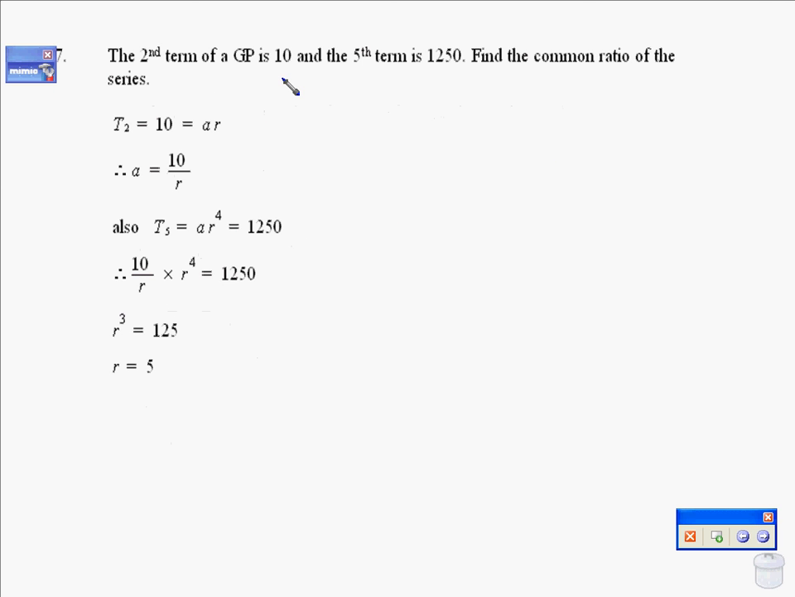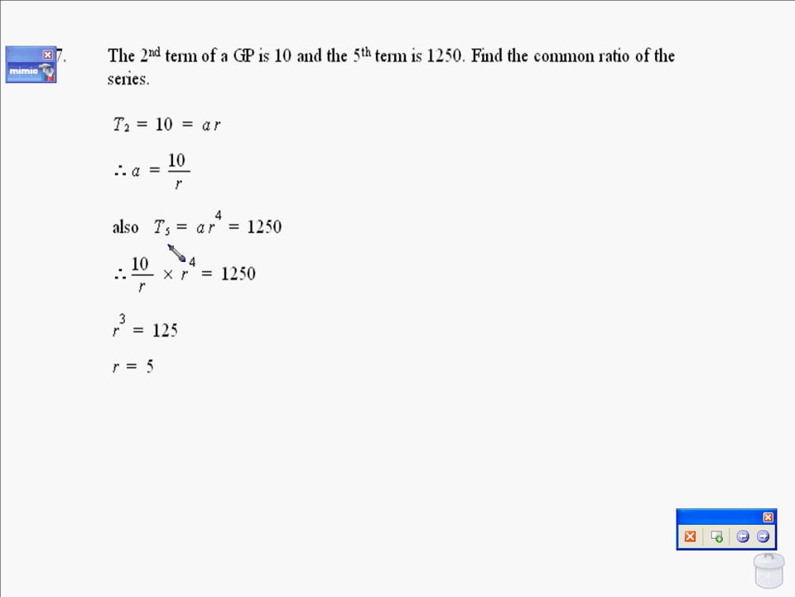Second term of a GP is 10. Fifth term is 1,250. What's the common ratio of the series? So in this case, T2 is equal to 10, which is equal to A times R. And we're going to say therefore that A can be expressed as 10 on R. So we've set up our formula. Well, that was actually T2 is like R to 2 minus 1. So that's why it's only R to the power of 1. We found A in terms of R.